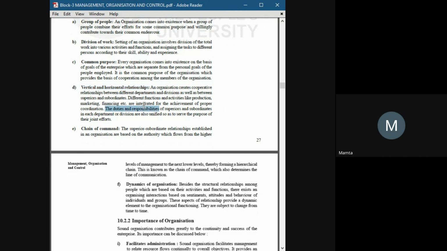The duties and responsibilities of superiors and subordinates in each department or division are also unified so as to serve the purpose of their joint efforts. See, the purpose of production is to produce the goods. The purpose of financing is to manage the finance or provide the finance for the raw material, for the advertisement and other things. And the purpose of marketing is to increase the sales volume. But they have different purposes.